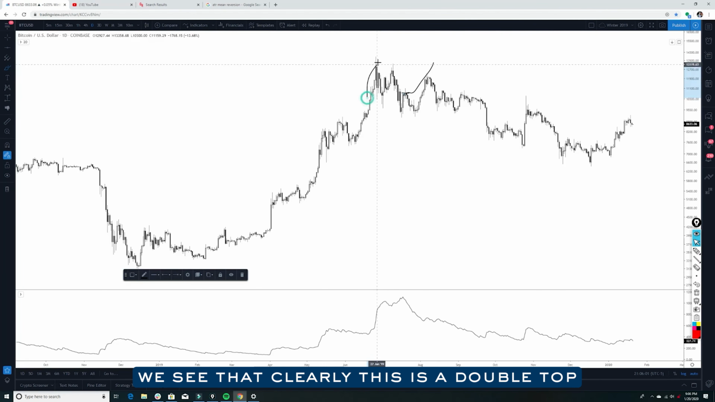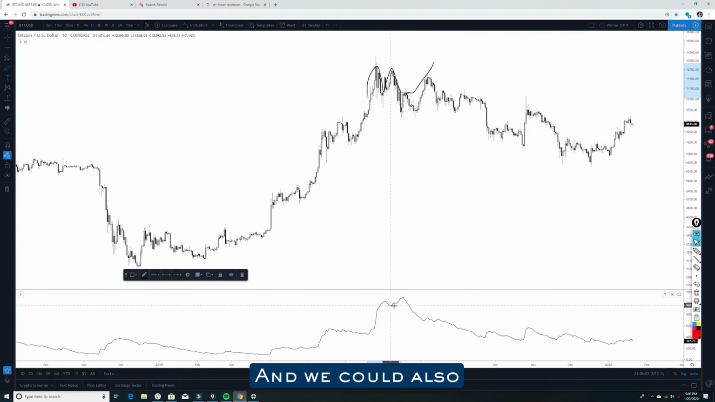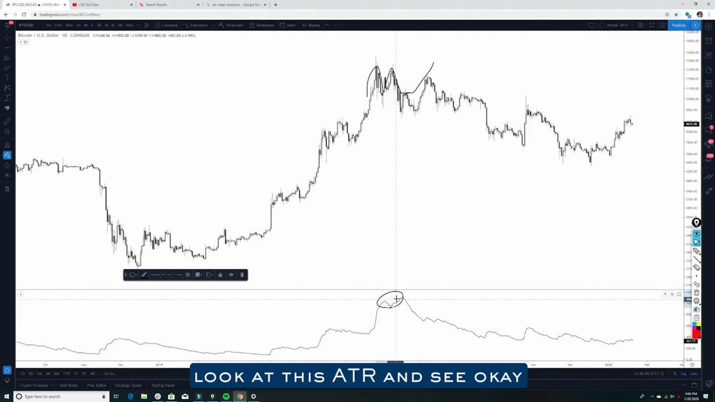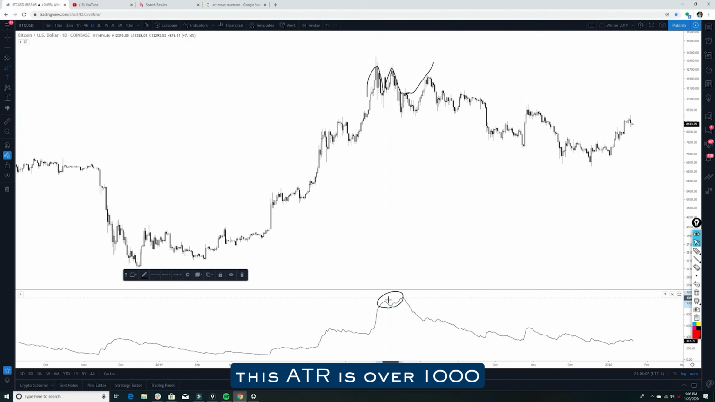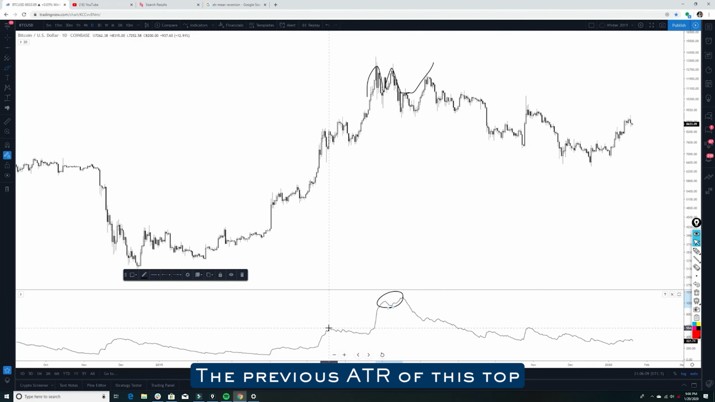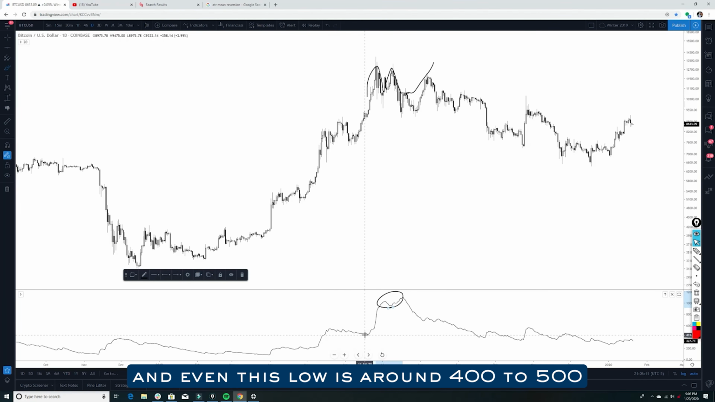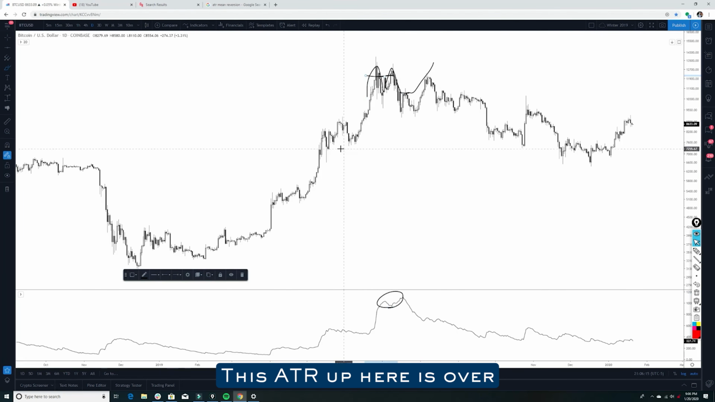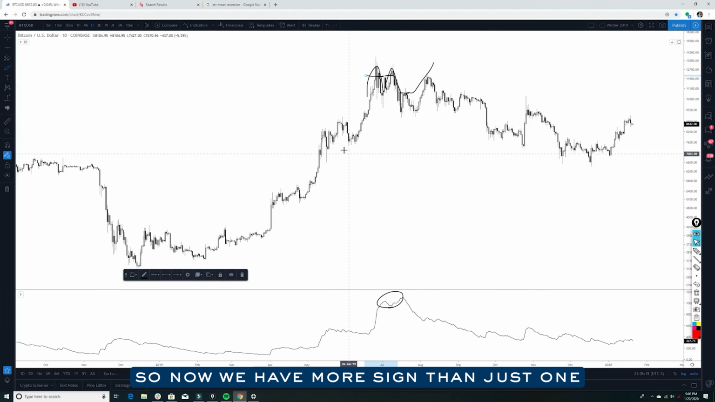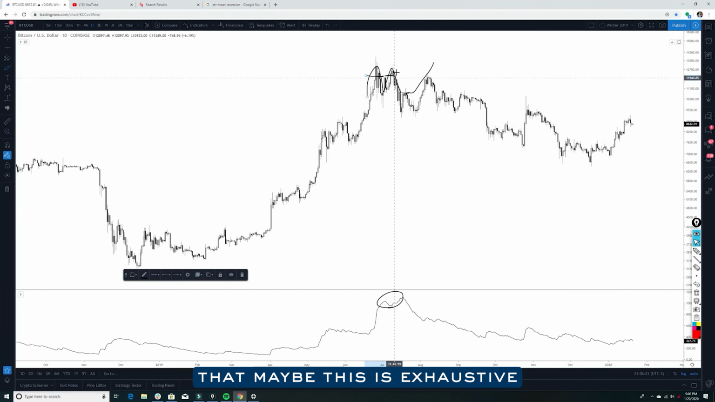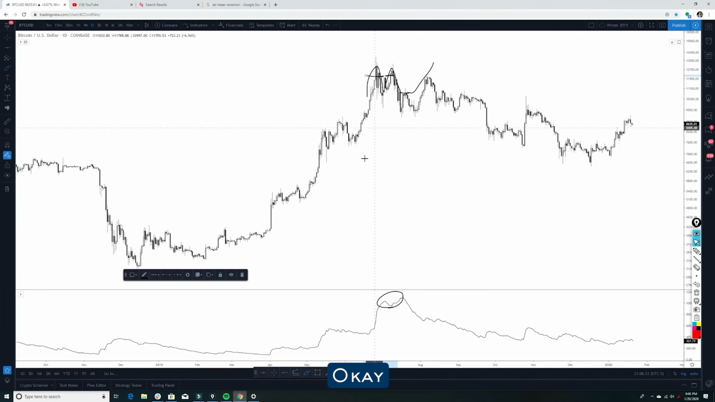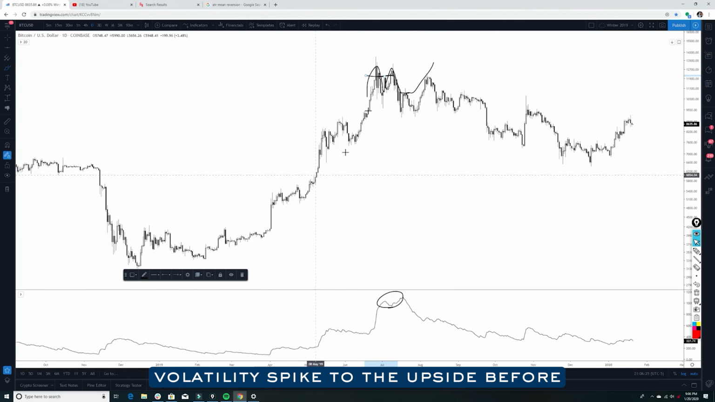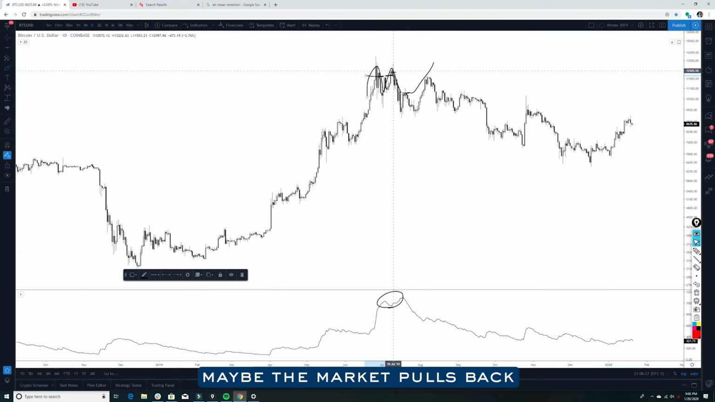We see that clearly this is a double top, and we could also look at this ATR and see that this ATR is over 1,000. The previous ATR of this top and even this low is around 400 to 500. This ATR up here is over 2 times the previous ATR. So now we have more than just one sign that maybe this is exhaustive, where you get that last volatility spike to the upside before maybe the market pulls back, or at least moves sideways.